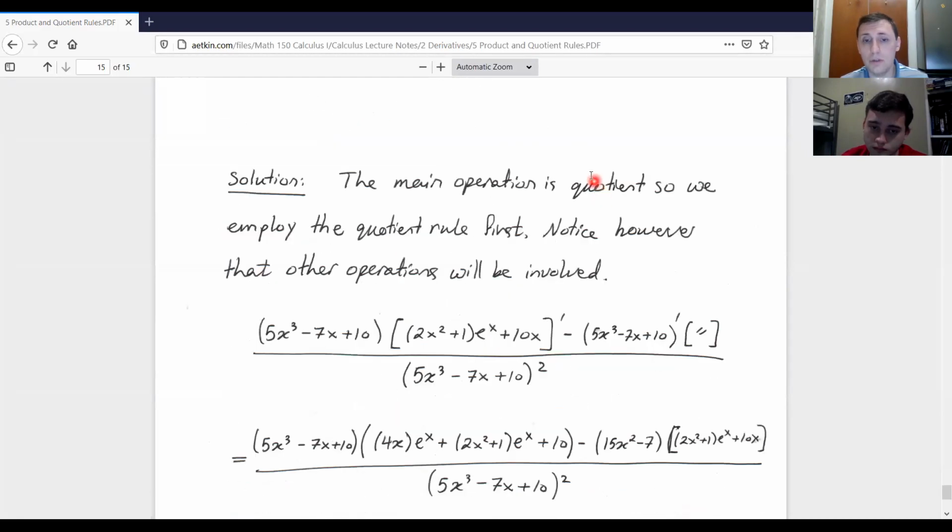But here is what you do. You just square the denominator. You copy the denominator and multiply by the derivative of the numerator, minus the derivative of the denominator multiplied by the numerator. Here I just ran out of space and I just put it in this box.